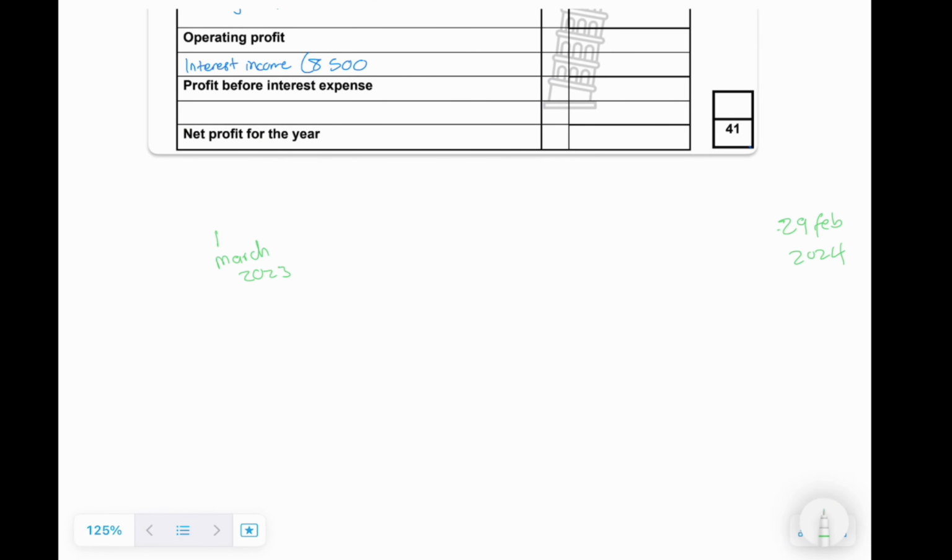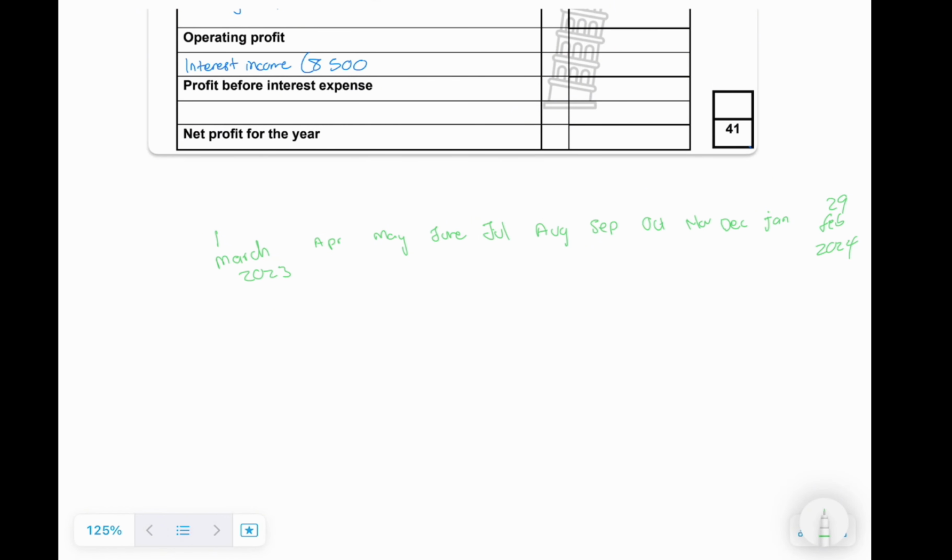Okay, so you just have to do your timeline. Now our year goes like this: March, April, May, June, July, August, September, October, November, December, then we have January. So this is our financial year. What they're telling us is that our rent increased from September 2023 by 10%. Now it means we don't know how much it increased by, we just have a percentage.